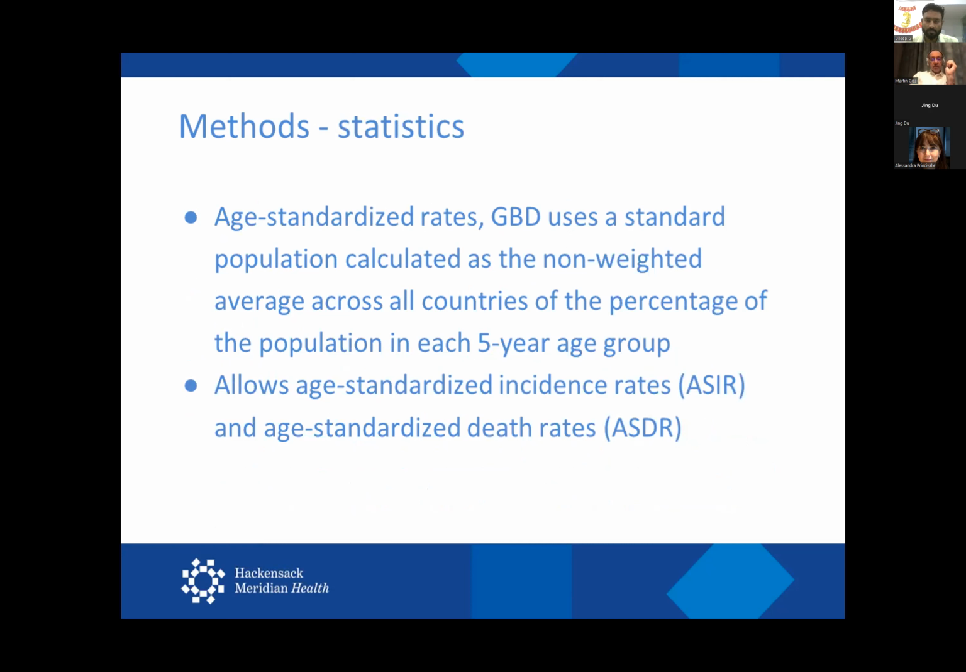We use this Global Burden of Disease database to come up with age standardized rates. And this is a particularly important issue because it's easy enough to come up with the number of patients who had a particular disease. When you try and reference that in terms of the proportion of the population, it's important then that you know what the size of the population is within that particular age group. So the GBD uses a standard population calculated as an average across all the countries of the percentage of the population in 5-year age groups. This allows you to determine an age standardized incidence rate as well as an age standardized death rate. Next slide.